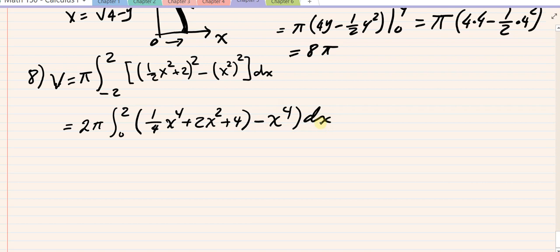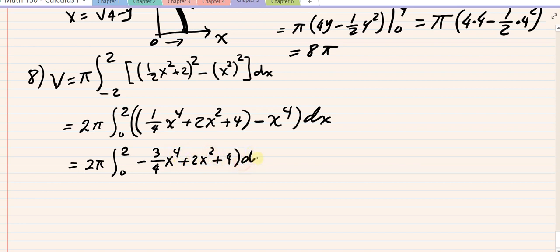Okay, and let's see, this will be 2 pi 0 to 2 of, you have 1/4 x to the 4th and whole x to the 4th, that's -3/4 x to the 4th, then plus 2x squared plus 4 dx.